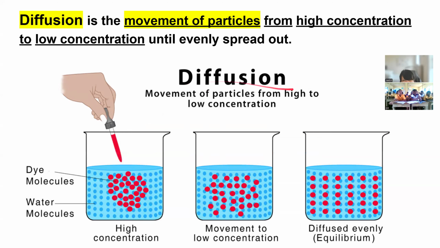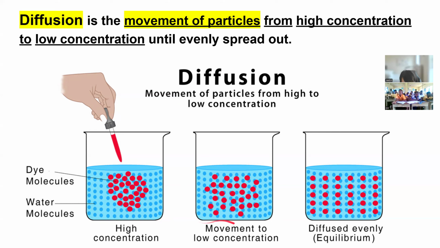Diffusion is different from osmosis since it is the movement of particles, usually in a solid, from a high to low concentration. It's basically evenly spreading out. So here, this person drops a few droplets of red dye, and these are red dye molecules, and all of these are water molecules. This is highly concentrated.